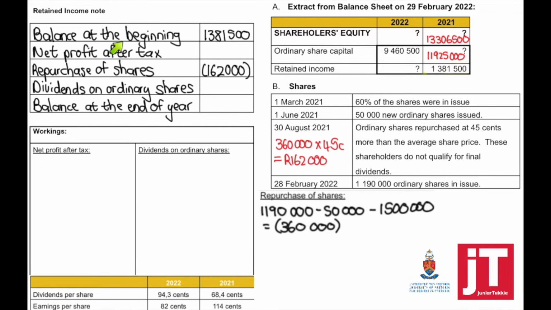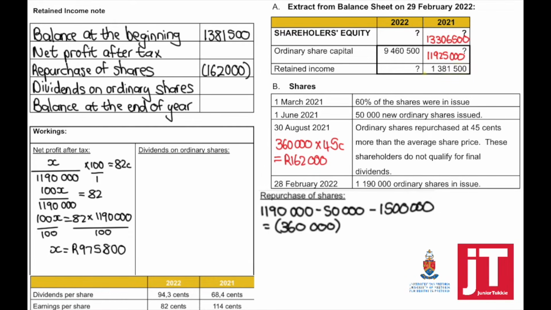To solve the net profit after tax, I can use my financial indicator, earnings per share. Why? Because earnings per share is my net profit after tax divided by the number of shares in issue times 100 cents. So we want to calculate the net profit after tax, and we're going to divide it by the number of shares in issue, which is given to you on 28 February 2022. So again, this is all about solving X. Now we can calculate the net profit after tax.